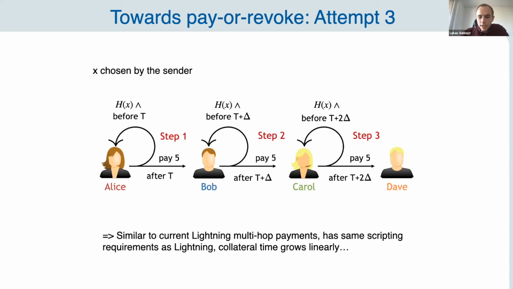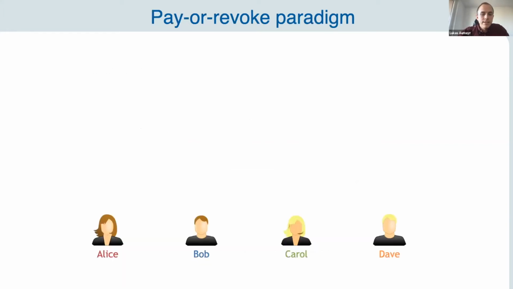But of course, this doesn't solve what I promised you earlier. So this requires the same scripting requirements as the Lightning payments. And again, we have a collateral time that grows linearly. And also for instance, for the refund case, we would have, again, more or less this second round. So it is, again, sequential in a sense. So instead, we came up with the following, and we dubbed this solution the PairRevoke paradigm.